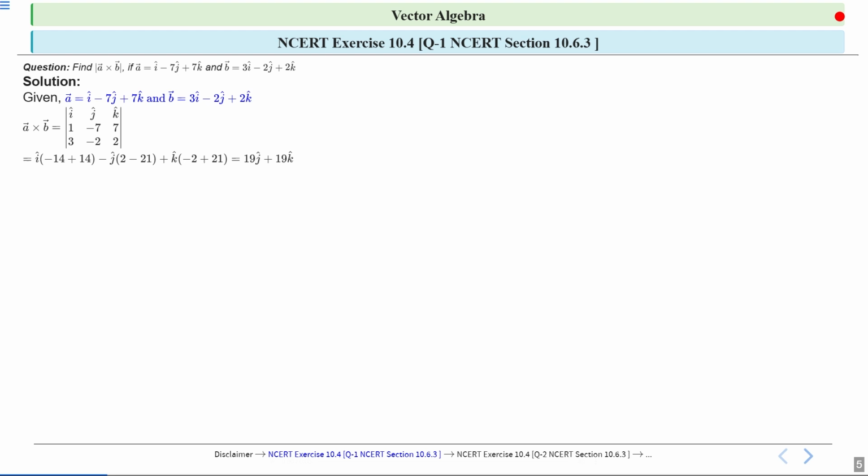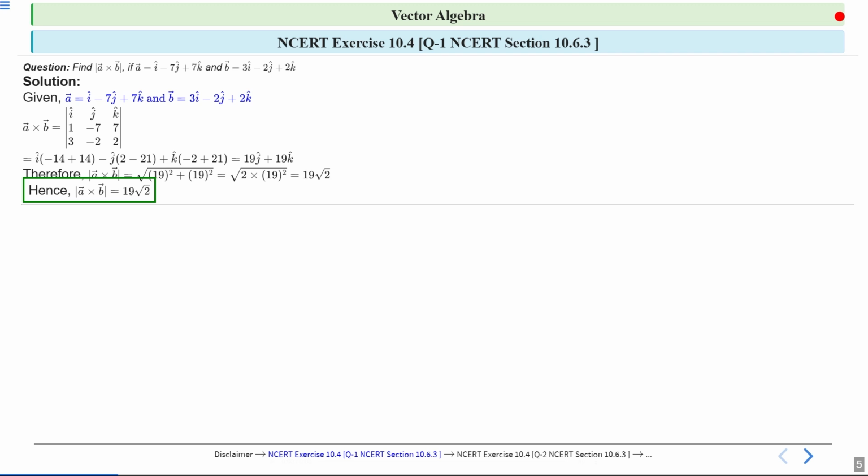After solving this, we will get i cap into minus 14 plus 14, minus j cap into 2 minus 21, plus k cap into minus 2 plus 21, which is equal to 0 i cap plus 19 j cap plus 19 k cap. Therefore, the magnitude of a vector cross b vector will be equal to root over 19 square plus 19 square, which is equal to root over 2 into 19 square, which is basically 19 root 2. Hence, the magnitude of a vector cross b vector is equal to 19 root 2. Hope it's clear to all.